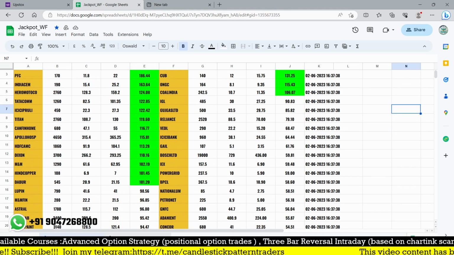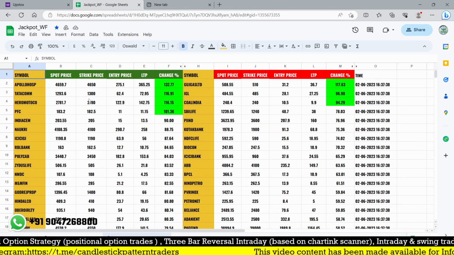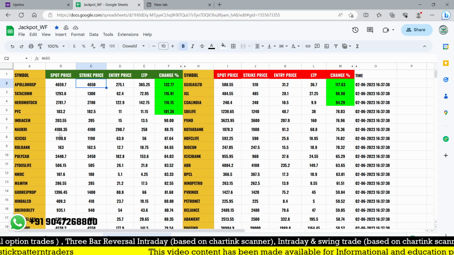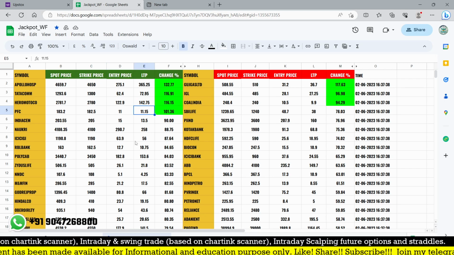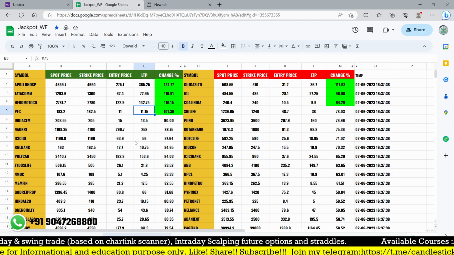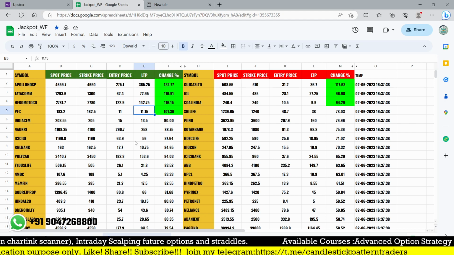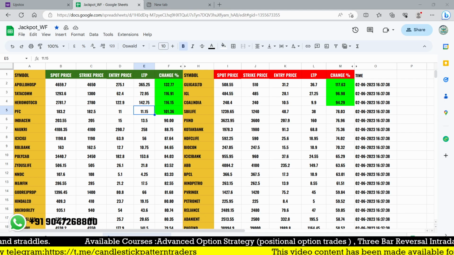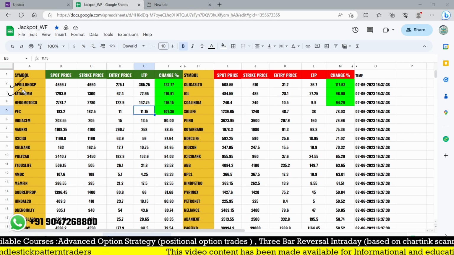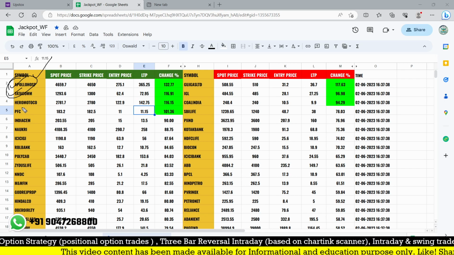And monthly positional has already started. Apollo Hospital gave you such a good opportunity yesterday. PFC entry triggered, and it is at the same price. Gujarat Gas, IGL and Coal India on the put side are not triggered and are nearing the entry point. So yesterday on monthly positional, we found Apollo Hospital and Tata Communication. These two are opportunities, and PFC.